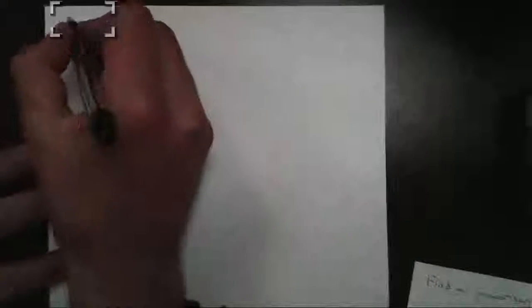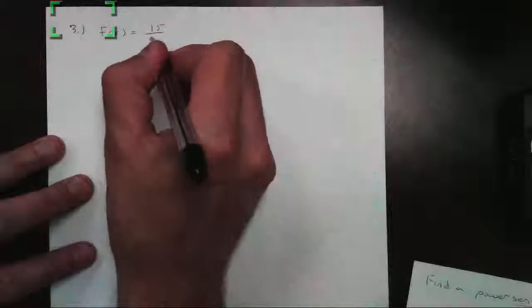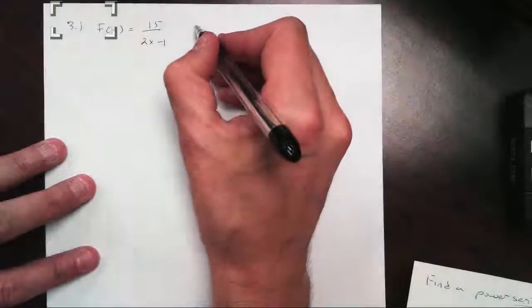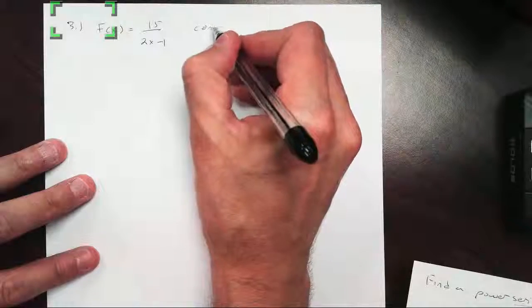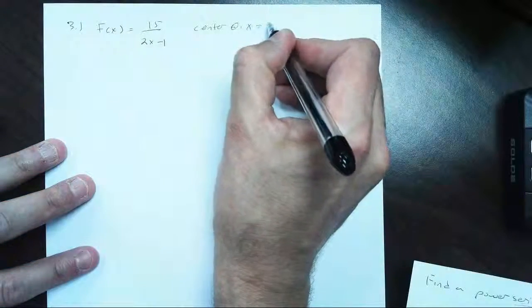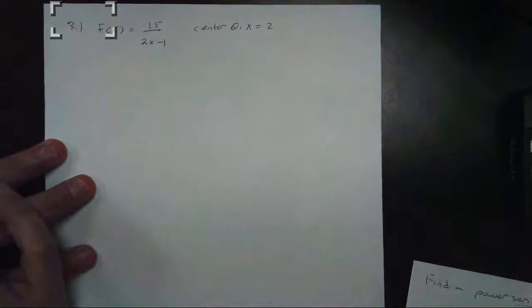Alright, so let's take a look at one more example, and this third example, I'm sorry to say, is a hard one. For the third one, let's let the function this time be 15 over 2x minus 1. Not only that, but we're now going to center at x equals 2. That's going to be a little bit tougher for us.